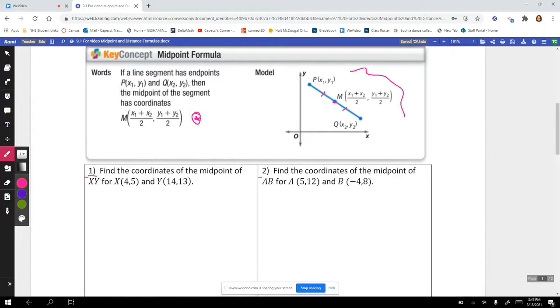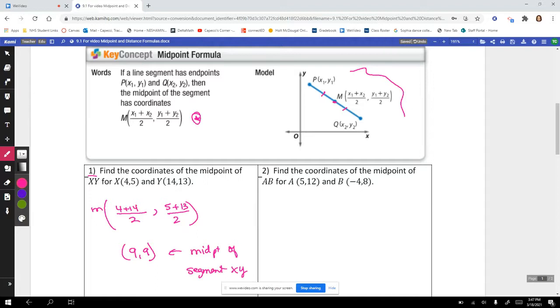Let's find the coordinates of the midpoint given this segment. Let's put the segment bar there. The midpoint is, and I'm going to add my x's first, so 4 plus 14, and divide that by 2 so I can find the middle. Then I'll do the same thing with the y's: 5 plus 13, divided by 2 as well. This gives me 18 over 2, which is 9, and the other side is also 18 over 2, which also gives me 9. So right here, that's the midpoint of segment XY.